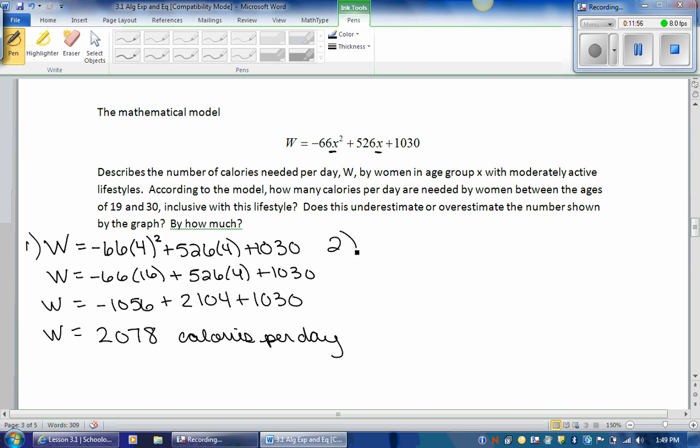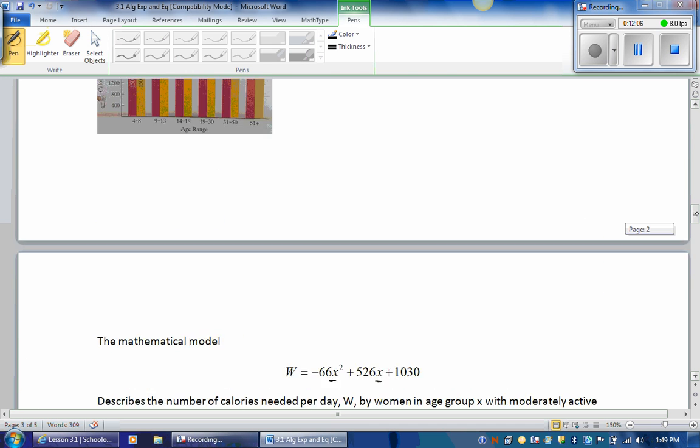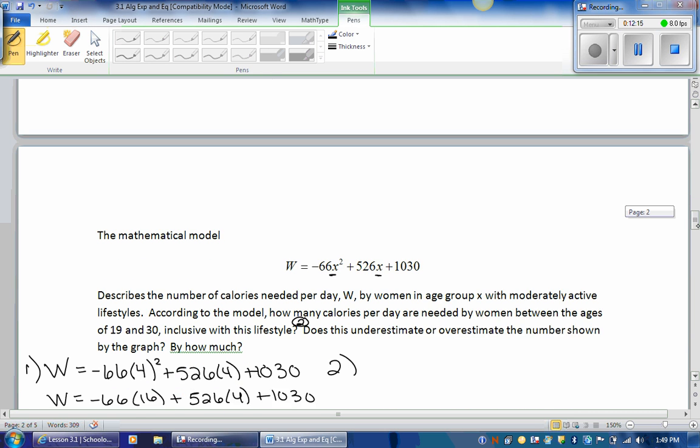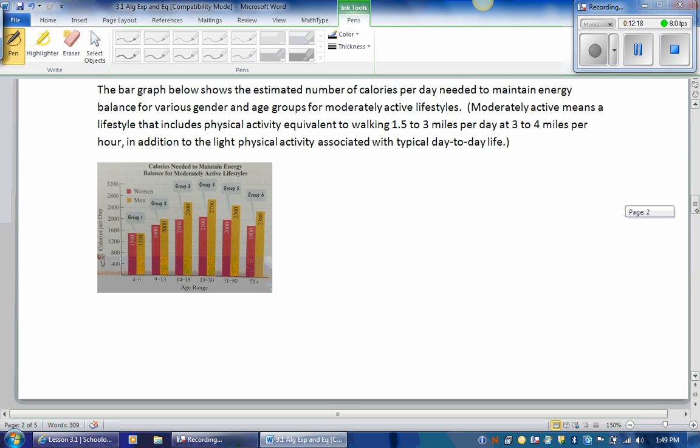So that was 1. Question number 2 says, does this underestimate or overestimate the number shown on the graph? So let's go and take a look at group 4. We're saying 2,078. Okay. For group 4, we're saying that women, so in the red, 19 to 30, women are about here. Okay, just above 2,000. So it looks to be about 2,100.